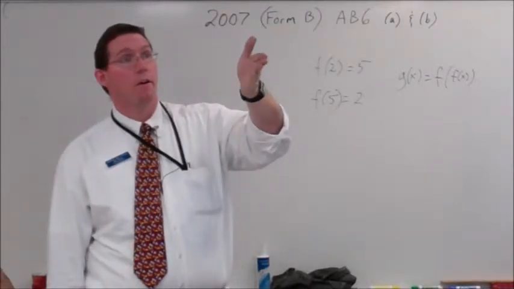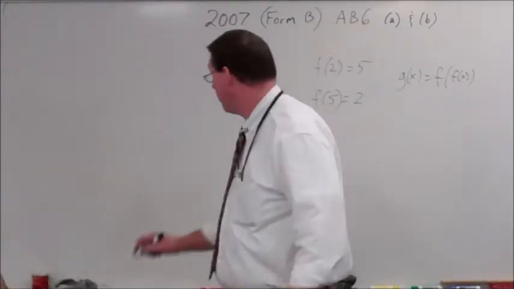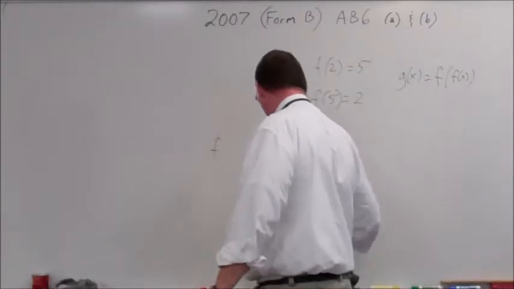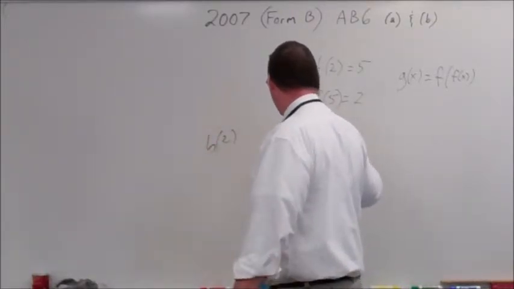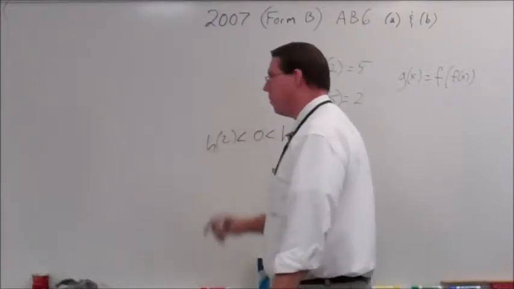The interval is from 2 to 5, so we would need an h of 2 and we would need an h of 5, and 0 would have to be between them.